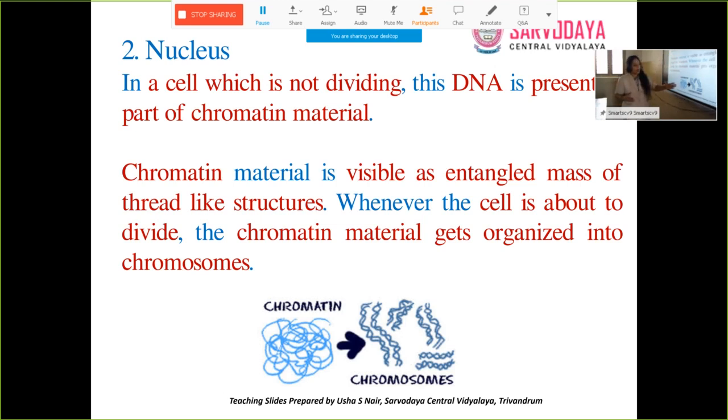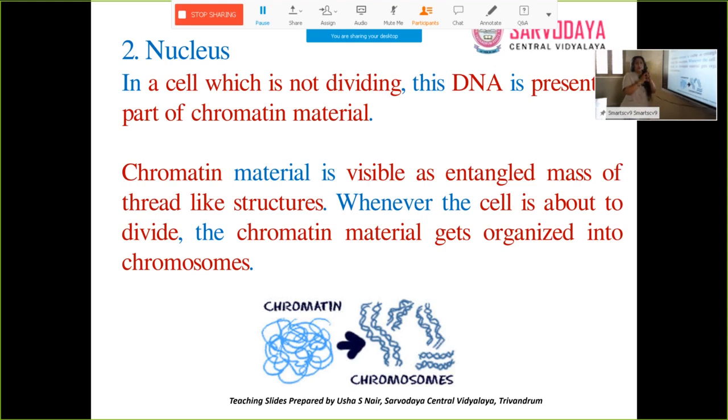Now, how does it look? You can see how it looks, the chromatin material and the chromosomes. The chromatin material is visible as entangled. You can see it is entangled, like when you keep a lot of thread together, the normal thread which you use for stitching clothes.